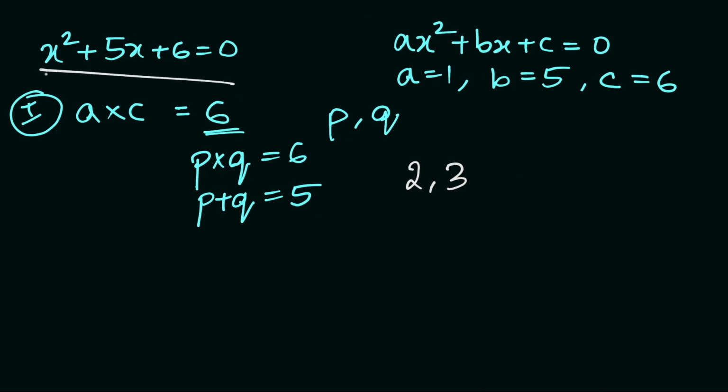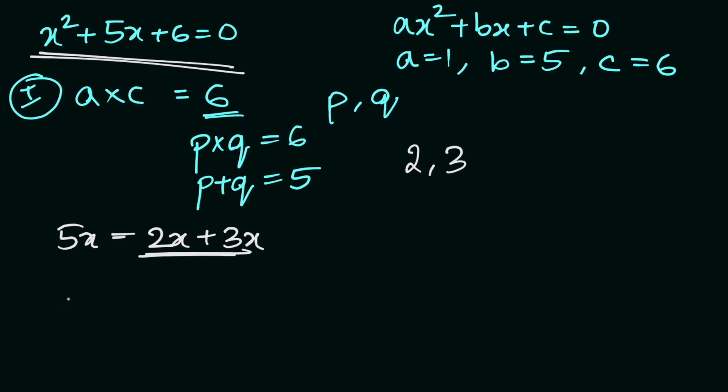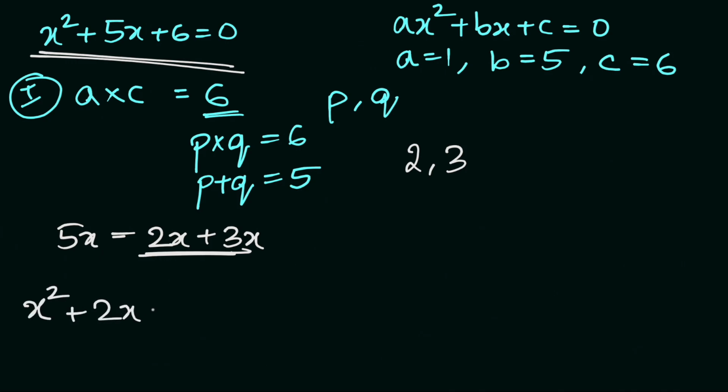So in this equation, we know that 5x can be written as 2x plus 3x. So that's exactly what we're going to substitute in this equation. We can write this as x squared plus 2x plus 3x plus 6 is equal to 0.